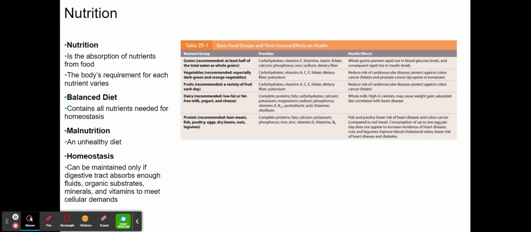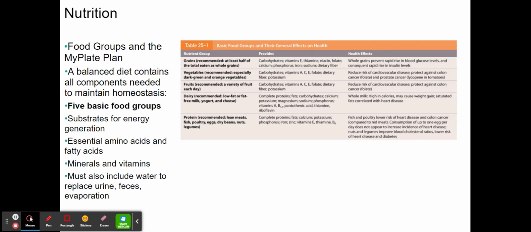A balanced diet contains all the ingredients needed to maintain homeostasis. Such a diet must include adequate essential amino acids and fatty acids, minerals and vitamins, and substrates for energy generation. In addition, the diet must include enough water to replace water losses in urine, feces, and evaporation. A balanced diet prevents malnutrition, an unhealthy state resulting from inadequate or excessive absorption of one or more nutrients.